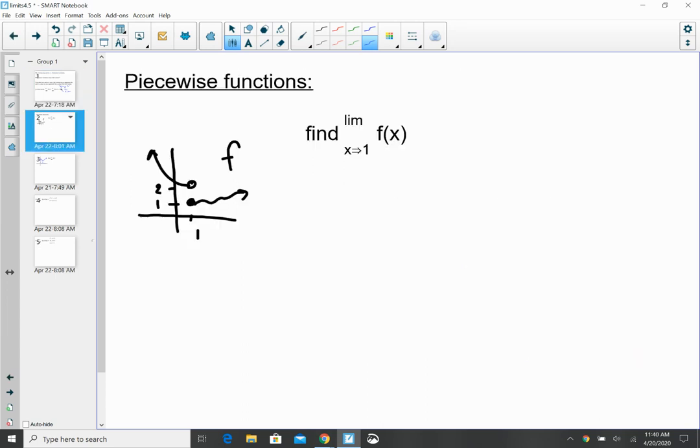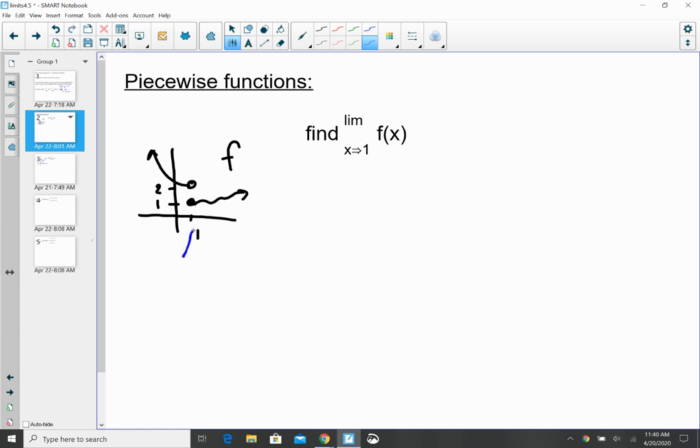All right, so here's a little picture of a piecewise function. I don't have the equation of that piecewise function, and quite frankly, it doesn't matter because I can get all the answers I need just by looking at the graph. So the question is, find the limit as x approaches 1 of this function f of x.